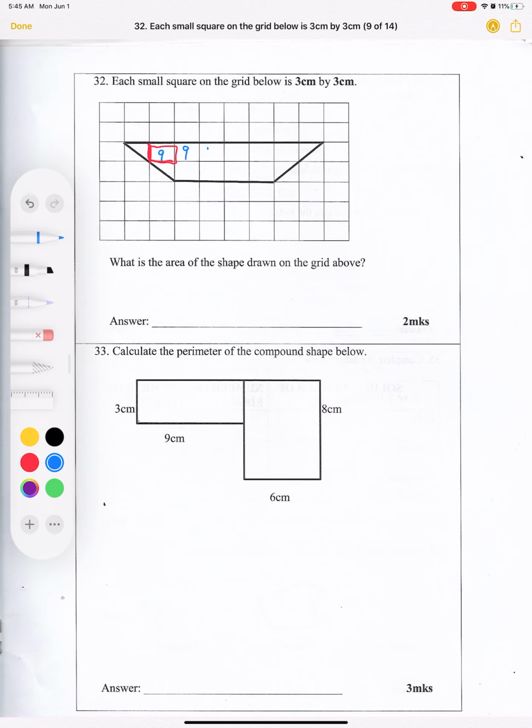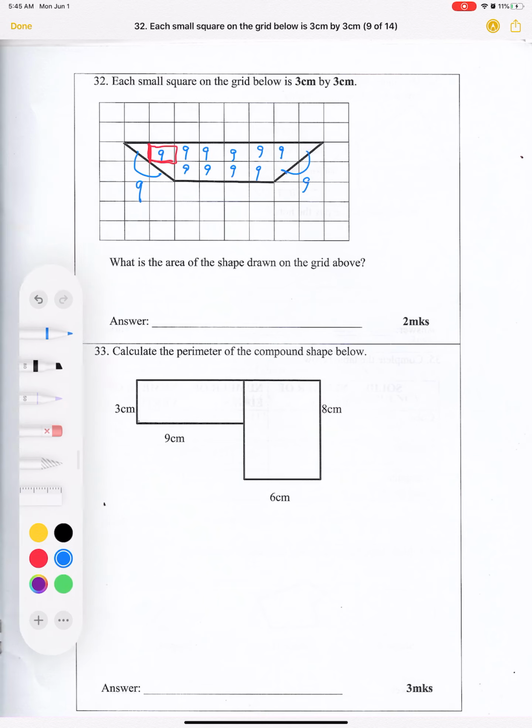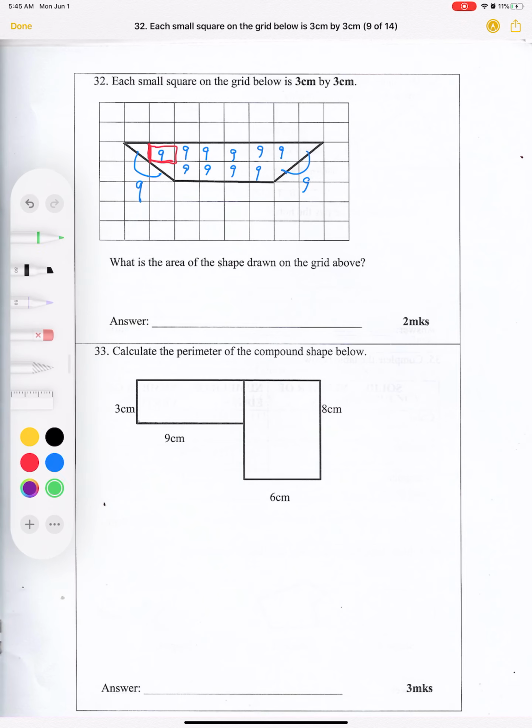So this would be 9, 9, 9, 9, 9, 9, 9, 9, 9. These two would come together to make 9. These two would come together to make 9. So how many 9s do we have? 1, 2, 3, 4, 5, 6, 7, 8, 9, 10, 11, 12. 12 nines are 108. So 108 square centimeters.